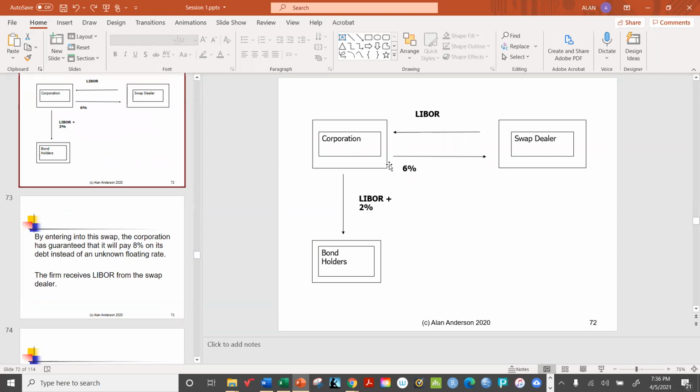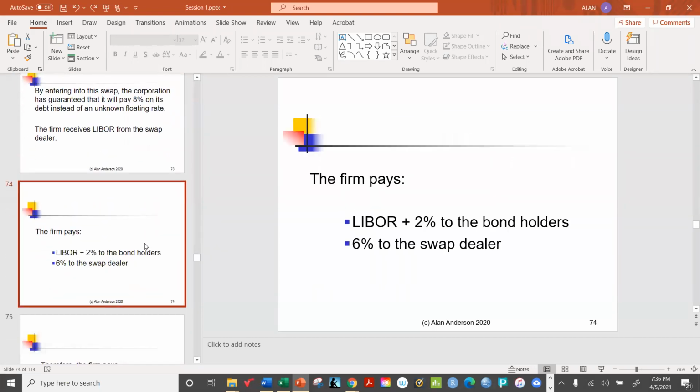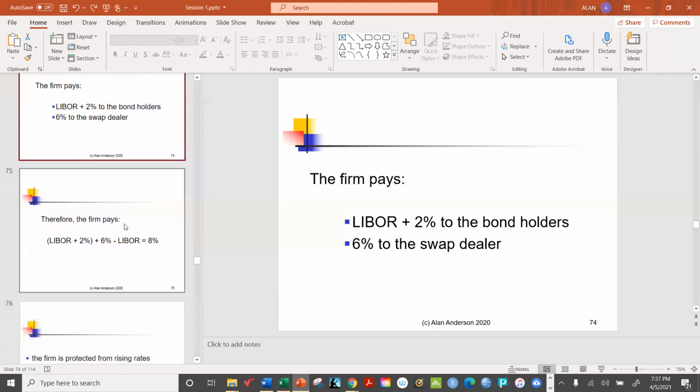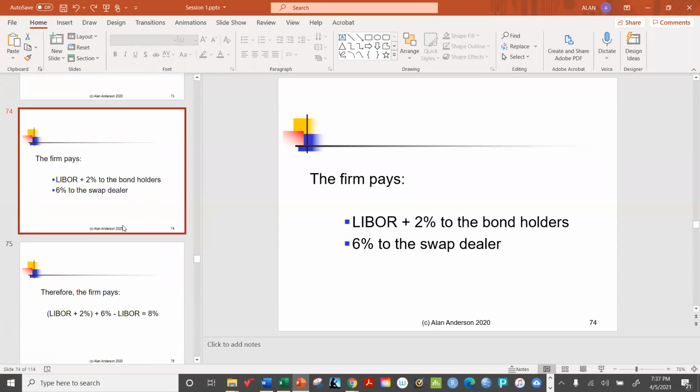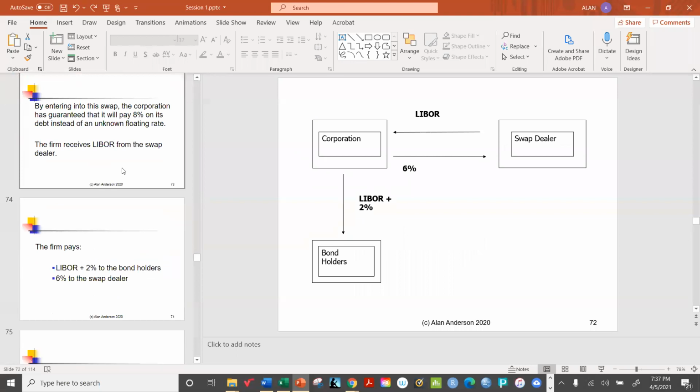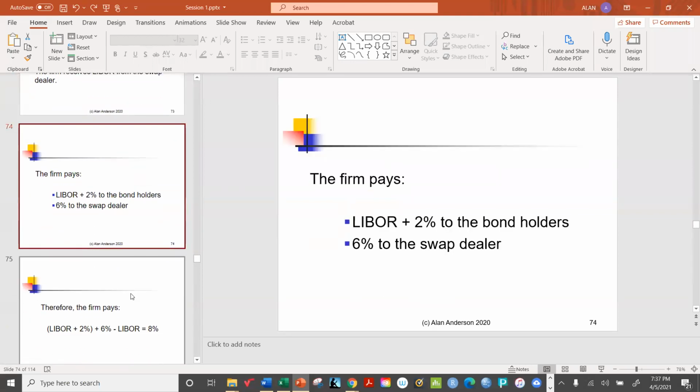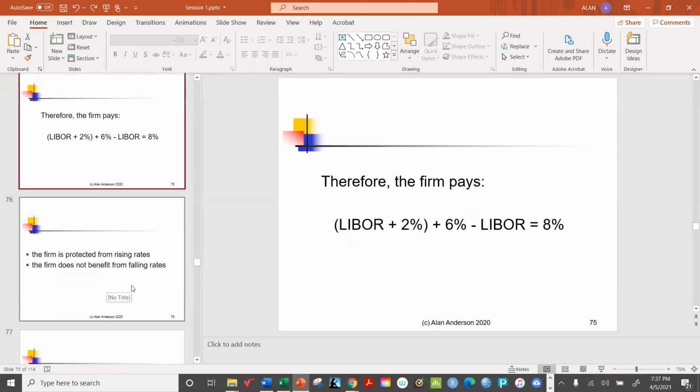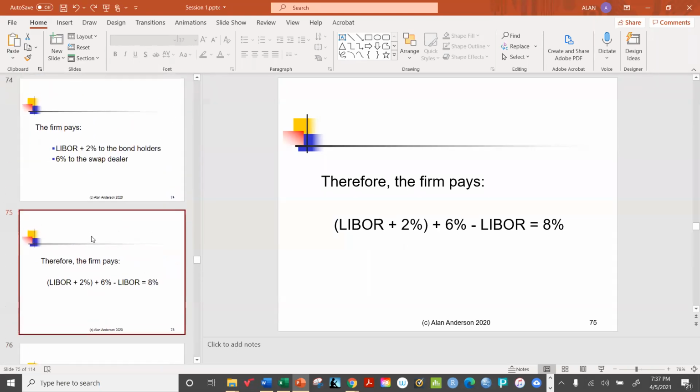So guess what's happening? If you look at these cash flows, the firm is now paying LIBOR plus 2% to the bondholders and 6% to the dealer. What do they get back from all this? The dealer gives them LIBOR, okay? So therefore, we end up with a net cost of 8%.